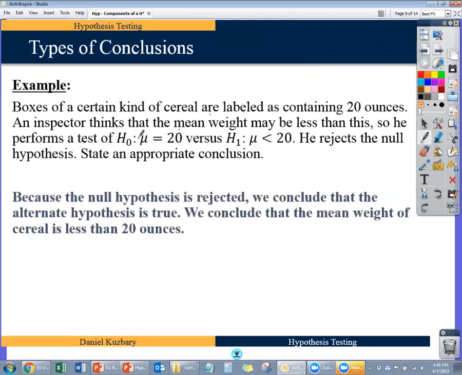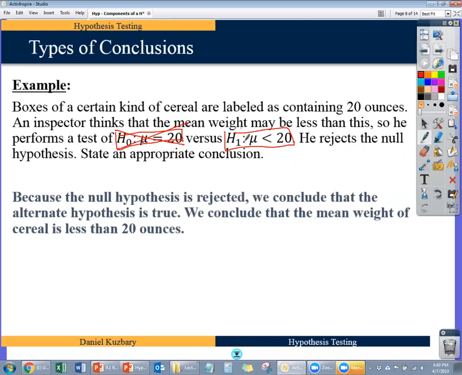So let's look at some examples, and I have some sentences that give you some language. Boxes of a certain kind of cereal are labeled as containing 20 ounces. An inspector thinks the mean weight may be less than this, so he performs a hypothesis test of H naught: mu is equal to 20, and H1: mu is less than 20. So we have that, and we have that. He rejects the null hypothesis. He rejects this. So he's like, nah, that's not true.